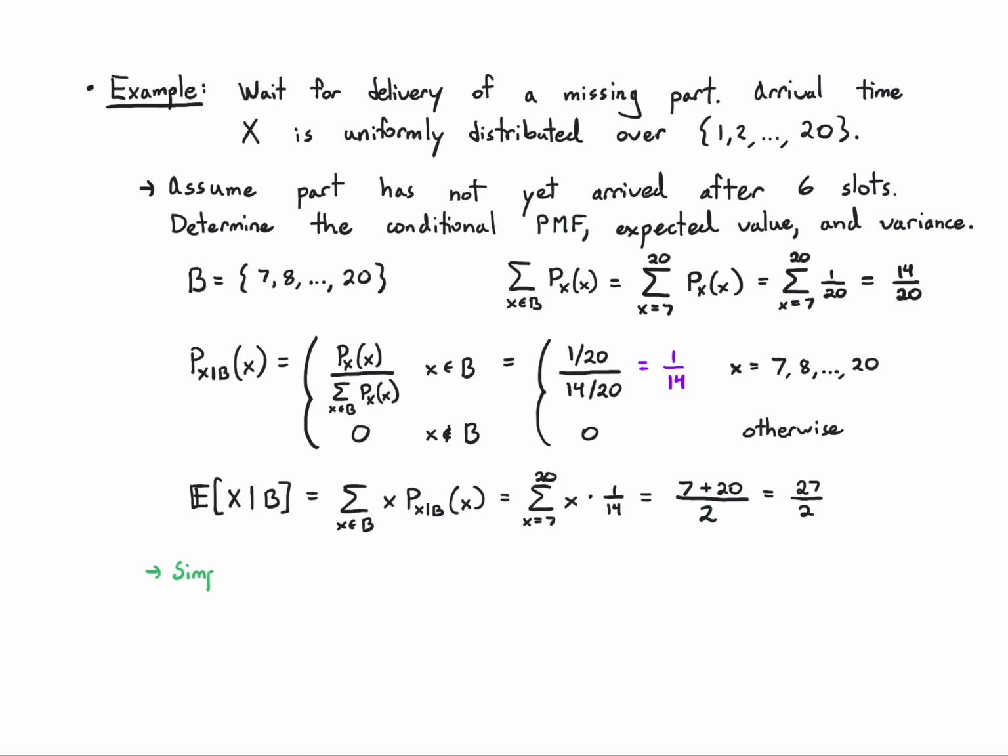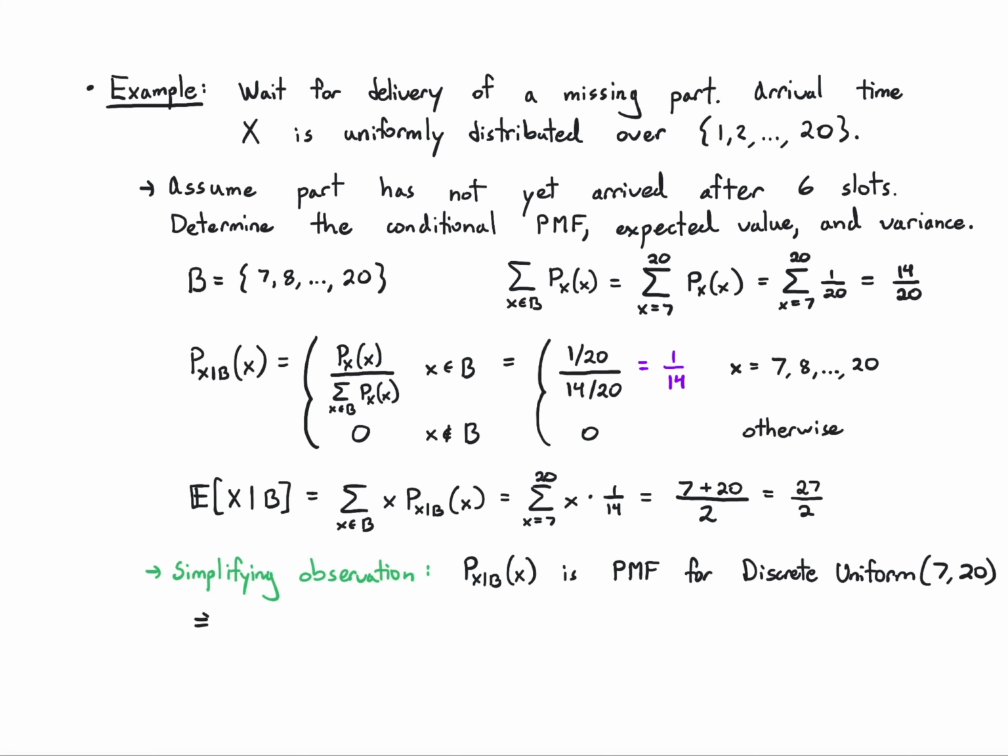All right, and finally, I can notice here that this conditional PMF is itself from a family of discrete random variables that we've studied. It turns out to be a discrete uniform random variable that ranges between 7 and 20. So this conditioning on B has just modified the effective range of my random variable, but I'm still free to use the formulas that I developed for discrete uniform random variables.